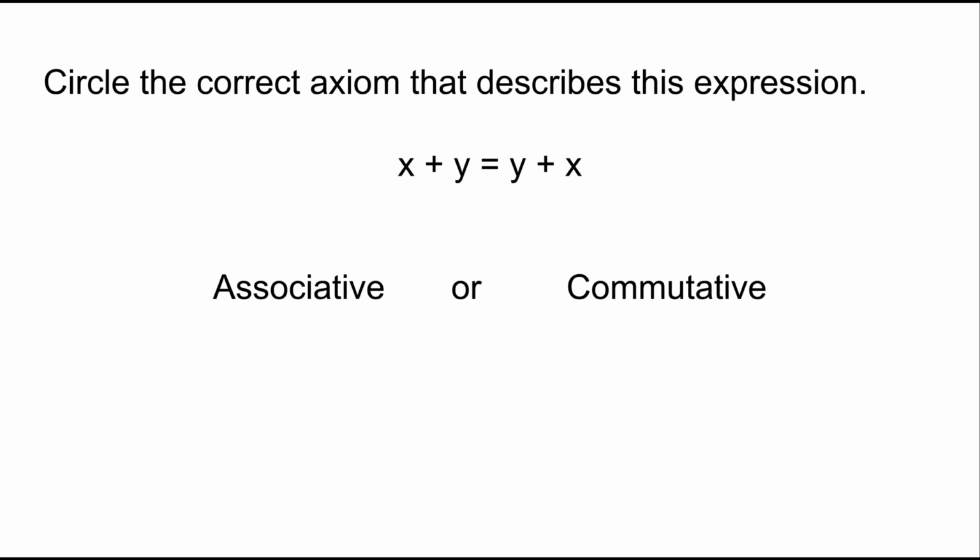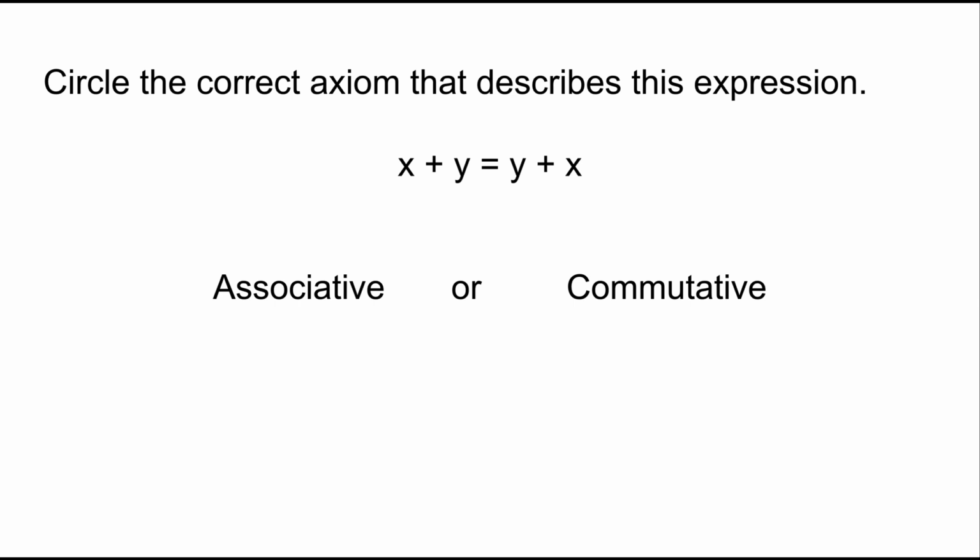Okay, let's see if you remember some vocabulary. Circle the correct axiom that describes this expression. So we have x plus y equals y plus x. Are these the same terms on both sides? Yes. Is the same thing happening on both sides? Yes. Is it in the same order? x plus y, y plus x? No. Are there any parentheses used or any groups used? No. So therefore, you should know that this is commutative.